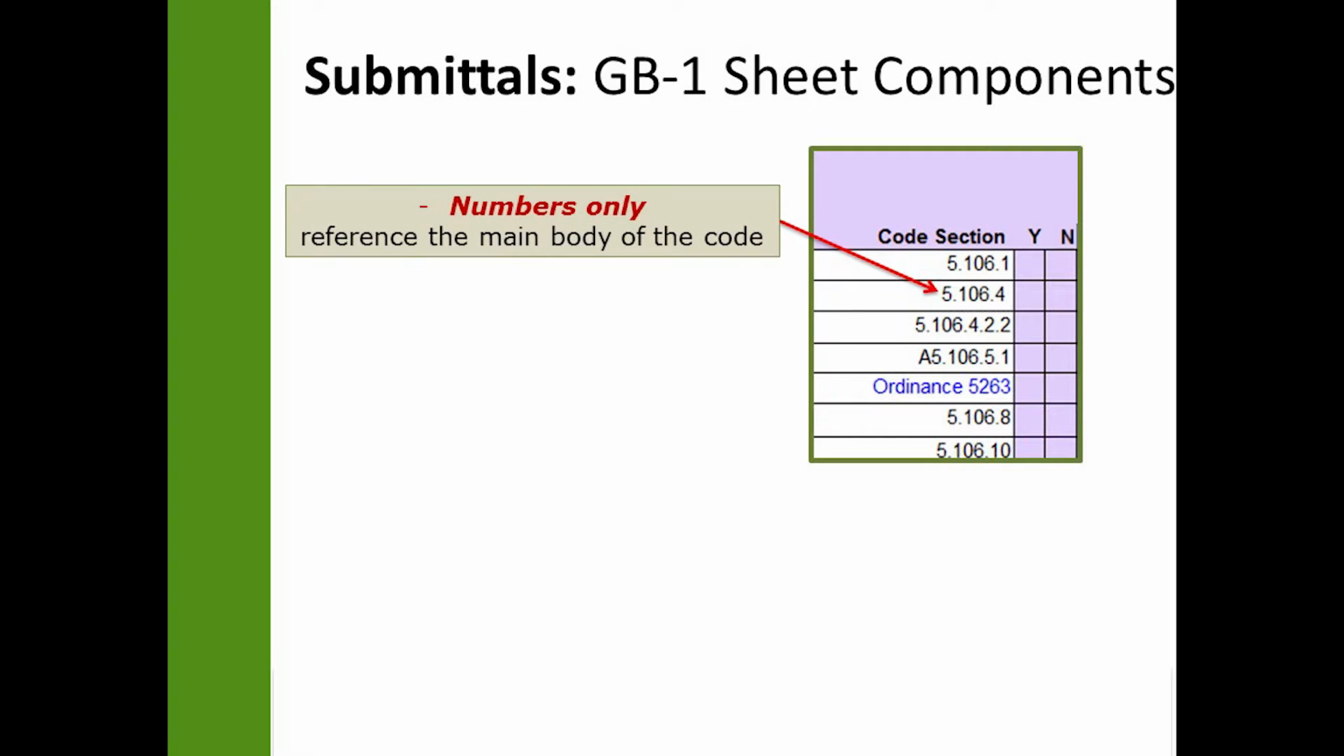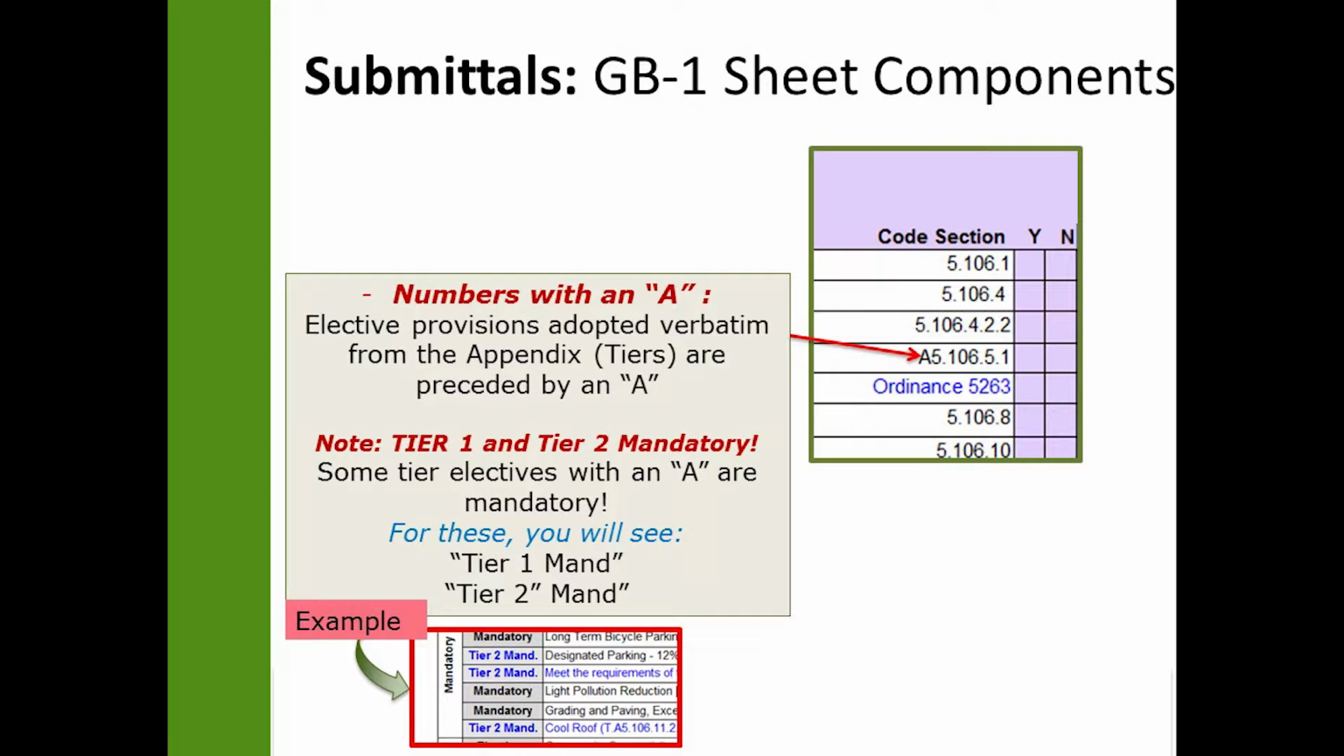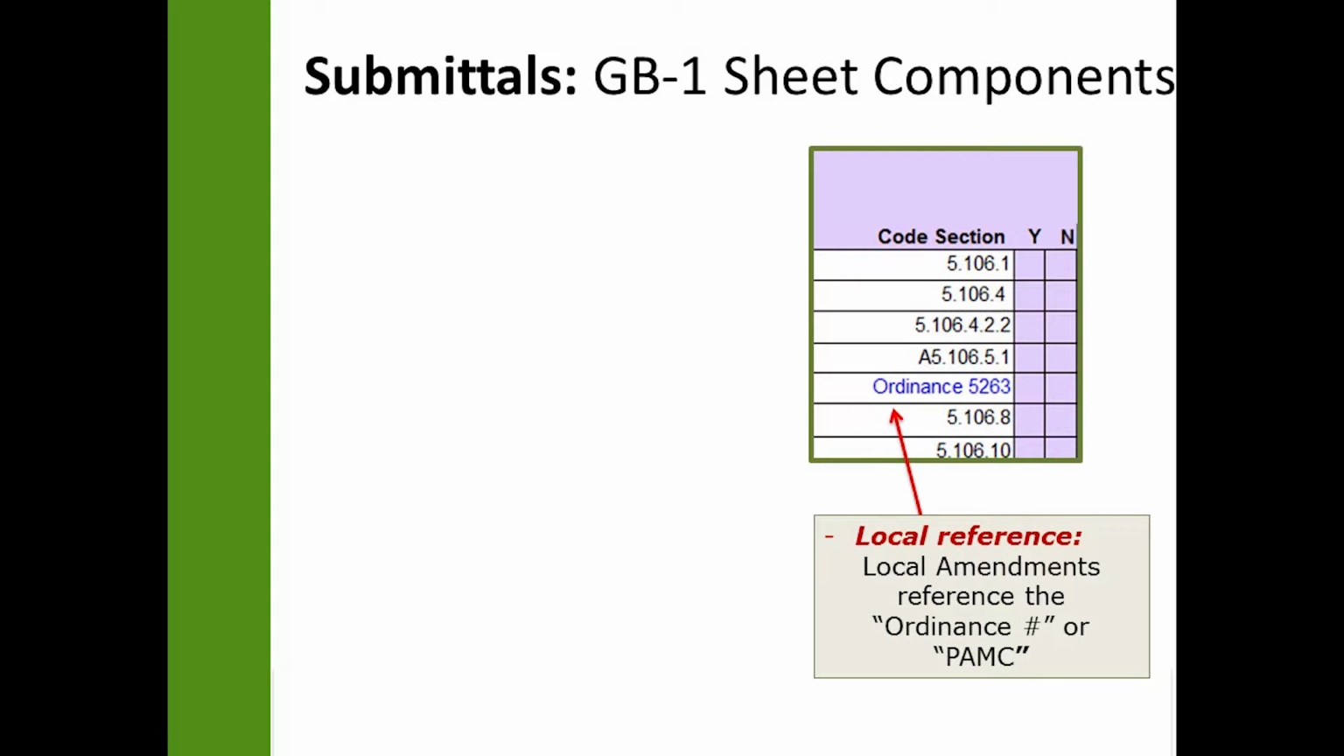When there's a number only, it references the main body of the code. And when there's an A preceding the number, that means it's an elective provision adopted verbatim from the appendix or tiers. And note that there are Tier 1 and Tier 2 mandatory prerequisites, and these are also identified with an A, so just keep that in mind. Local references, meaning that there has been a local amendment or addition, is identified by the ordinance number or Palo Alto Municipal Code.